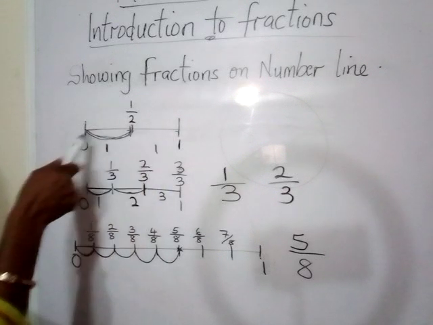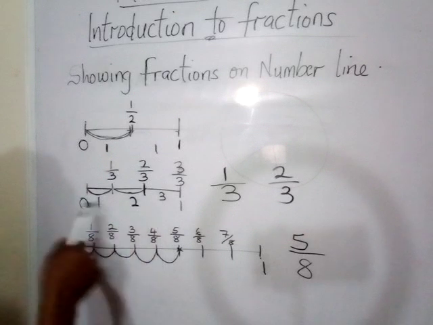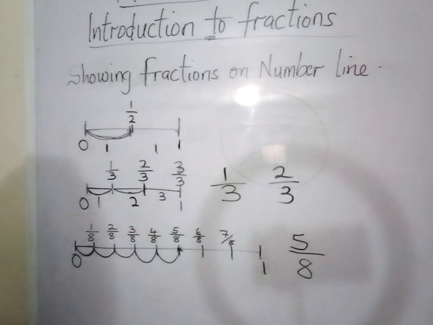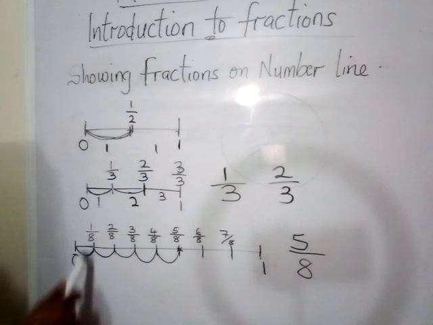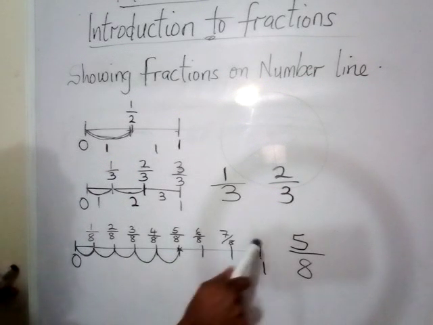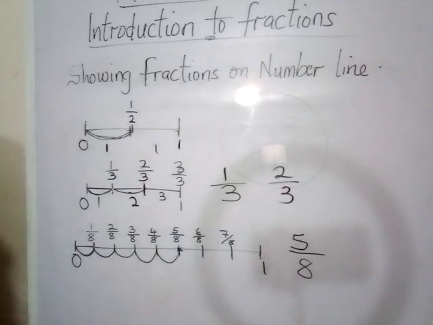For instance, here we split into 2 equal parts. Here the line is shared into 3 equal parts. Here it is 8 equal parts. So no matter the number that represents the whole, you must make sure that you share the number line, which is from 0 to 1, into equal parts. That's what makes your work correct or accurate.